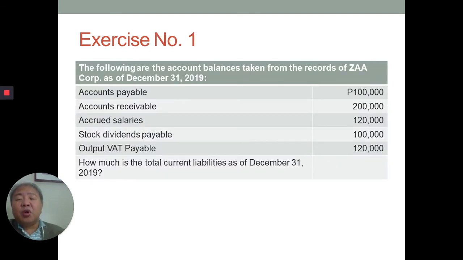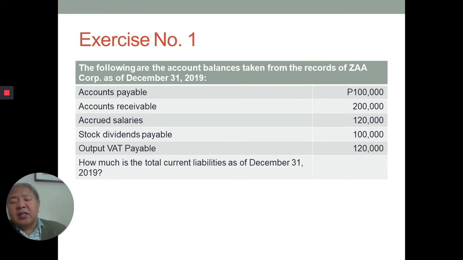So we have number one. The following are the current account balances taken from the records of ZAA Corp as of December 31, 2019. So what we are being asked is the total current liabilities as of December 31, 2019. Okay? So you're given 5 items there. So what we will do is we identify one by one whether it's a current liability or not a liability at all. Okay? Or probably not a current liability.